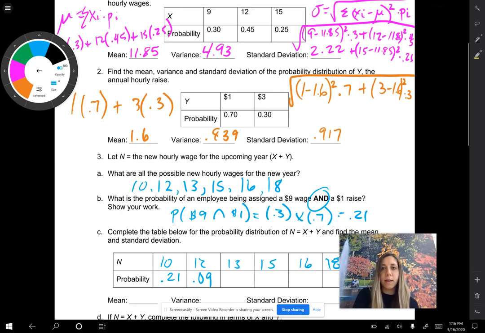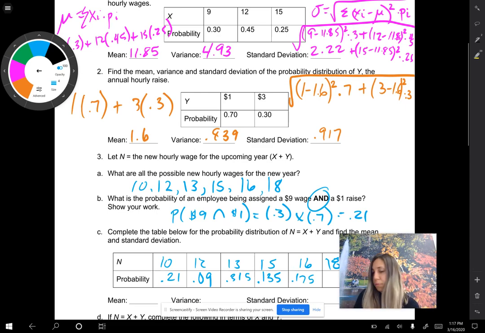$13 wage would be a $12 wage and a $1 raise, which is 0.45 times 0.7, which would be 0.315. $15 wage would be $12 and $3, so that's 0.45 times 0.3, so that would be 0.135. And then 16 would be a $15 wage and a $1 raise, so 0.25 times 0.7, and that is 0.175. And then for the $18 total, it would be 0.25 times 0.3.